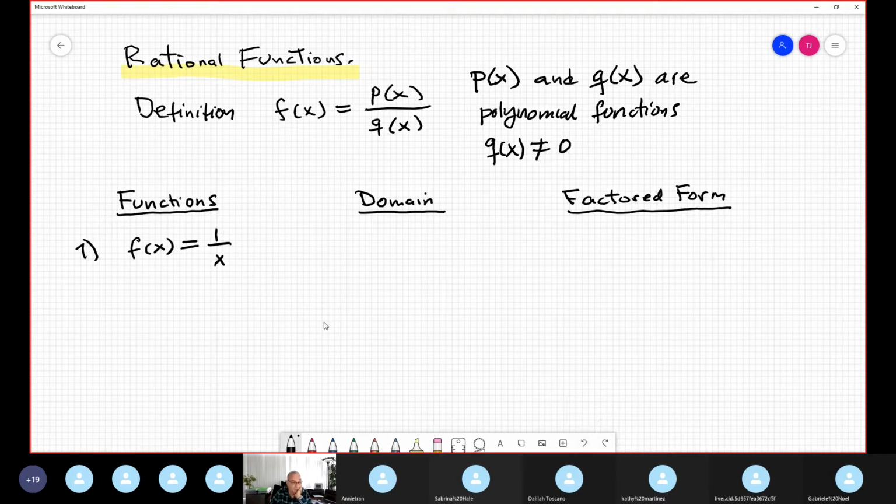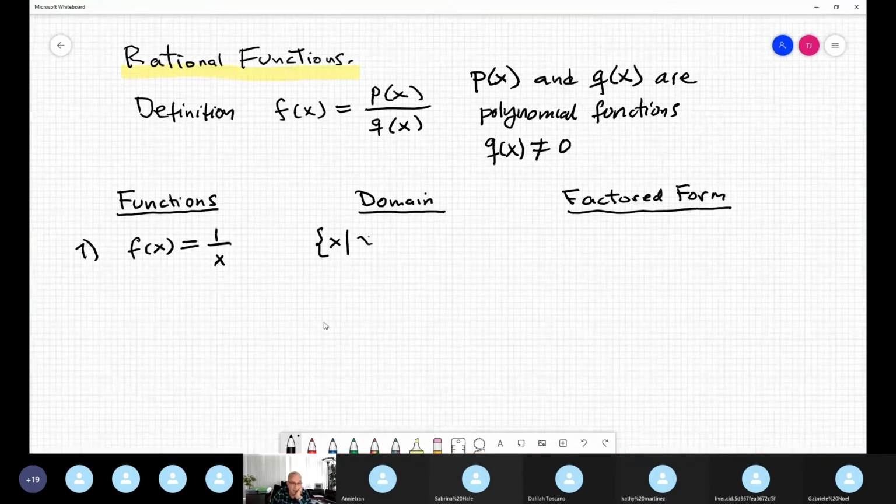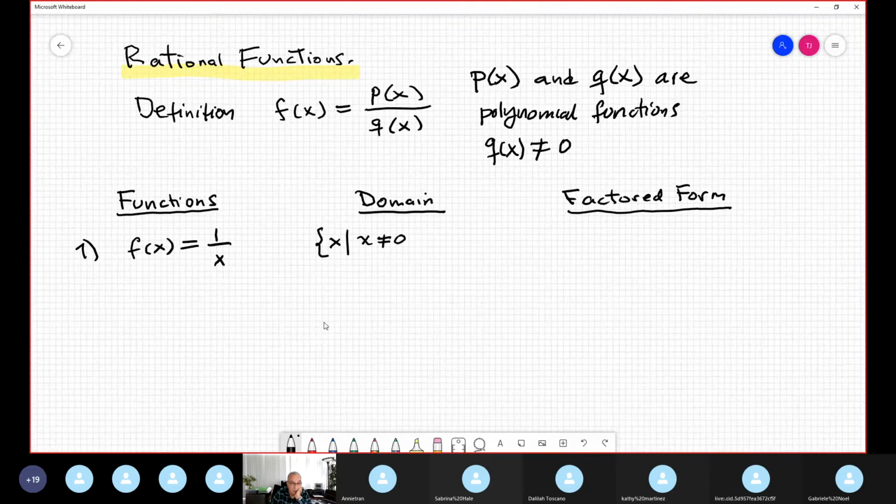So it is obvious that in this case the domain is all real numbers such that x is not 0. Because if x is 0, division by 0 is undefined. Remember, guys, 1 over 0, the answer is undefined. Undefined means equivalent to saying it does not exist. We cannot find any number when you divide by 0. Any number divided by 0 is undefined.